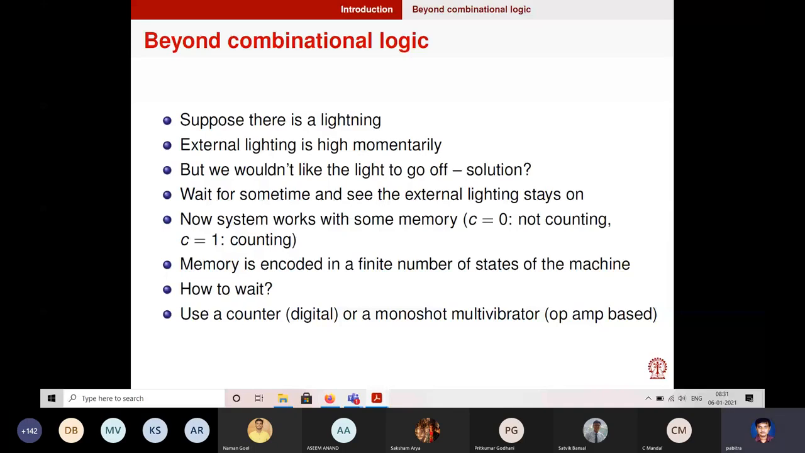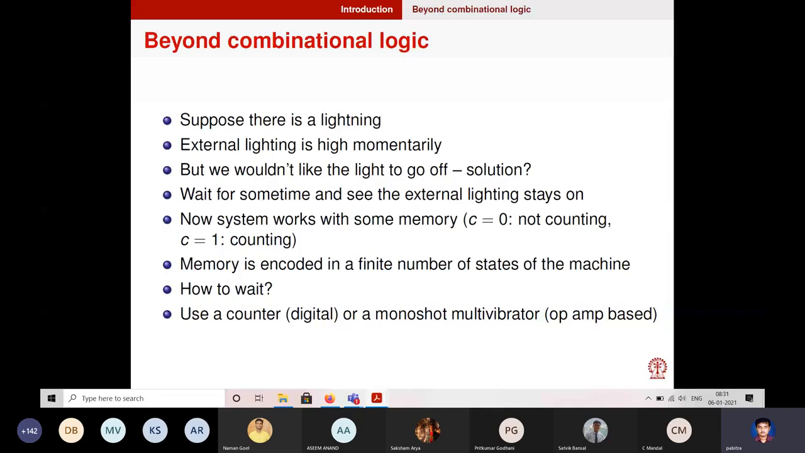Every millisecond it changes, up to some max. And depending on the state of this circuit, we can use that state, and that state will give us a memory about the system. It will act as a memory about the system.